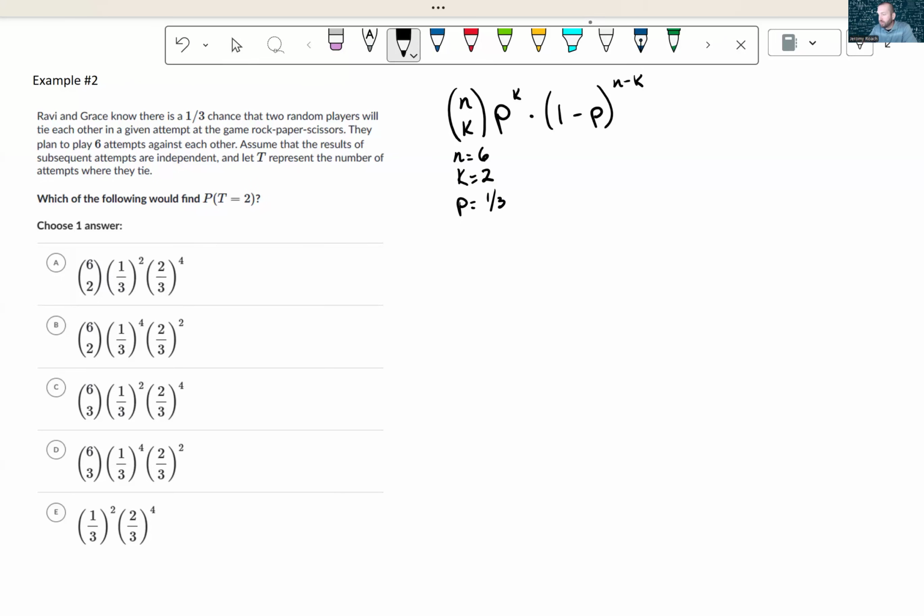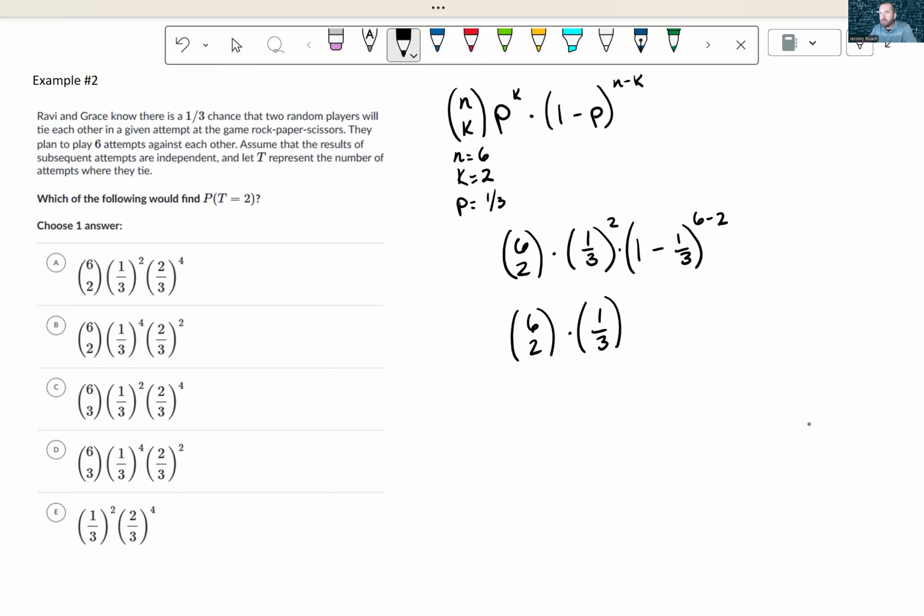So this is going to be 6 choose 2 times 1/3 to the second power times 1 minus 1/3 to the 6 minus 2. So now that I've got 6 choose 2 times 1/3 squared times 2/3 to the power of 4, it looks like that is going to be answer choice A.